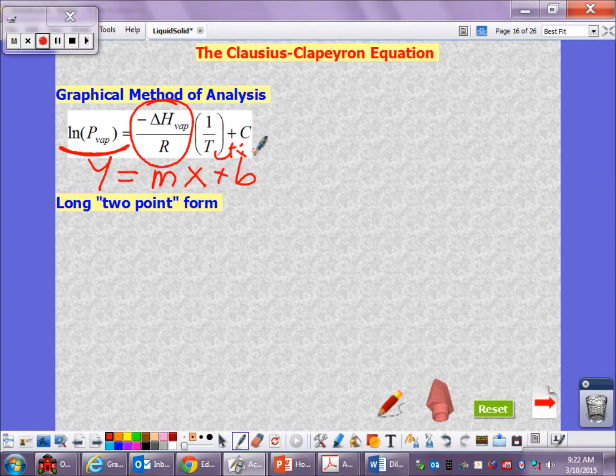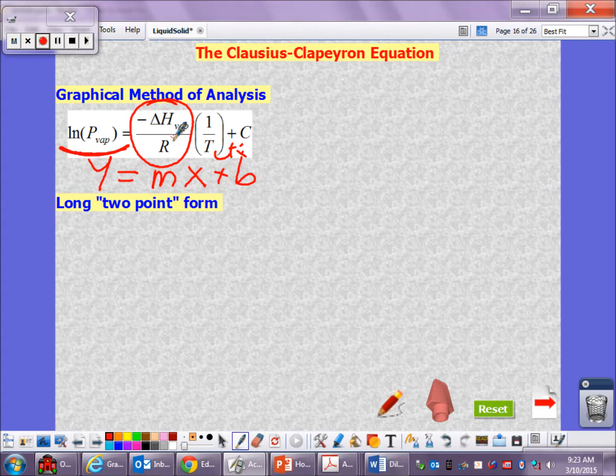You don't have to worry about the C, because I'm going to show you how you will be using that equation more often. You would not be using it like that most of the time. You will use it as a two-point form. In a two-point form, they will give you two different vapor pressures and two different temperatures and ask you for the heat of vaporization, or they give you the heat of vaporization, one of the pressures and two temperatures and ask you for the vapor pressure at that different temperature.